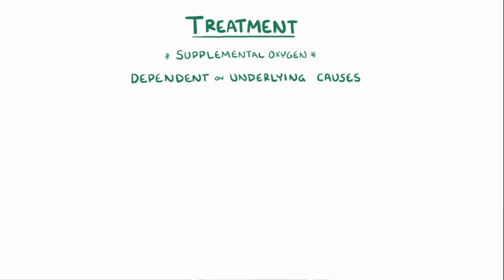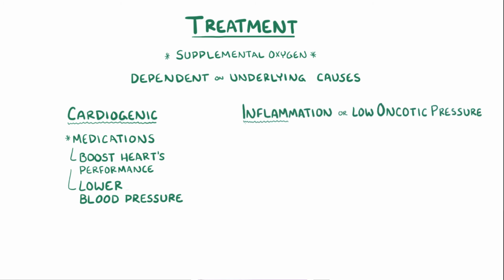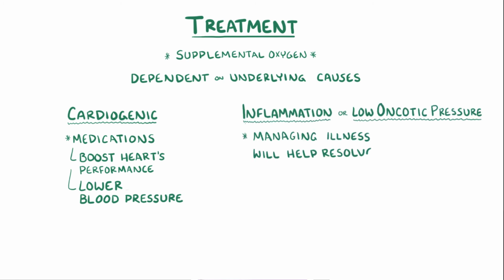Treatment for pulmonary edema typically involves giving supplemental oxygen. Other treatments are dependent on the underlying cause. If the cause is cardiogenic in nature, then medications aimed at boosting the heart's performance or lowering the blood pressure can be helpful. If the cause is related to inflammation or low oncotic pressure, then managing that illness will help resolve the pulmonary edema.